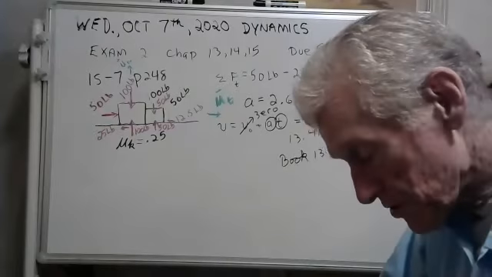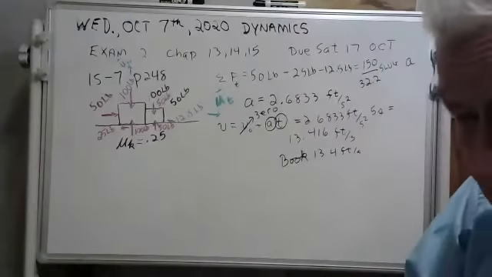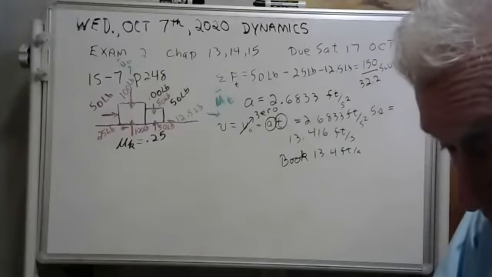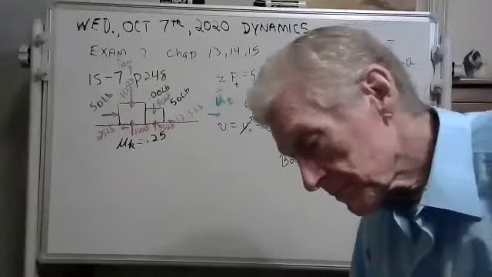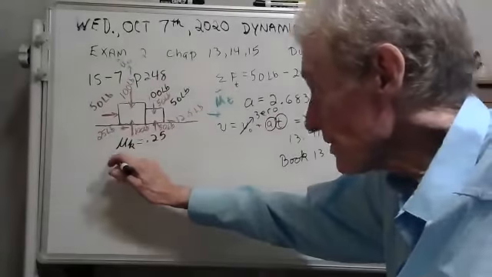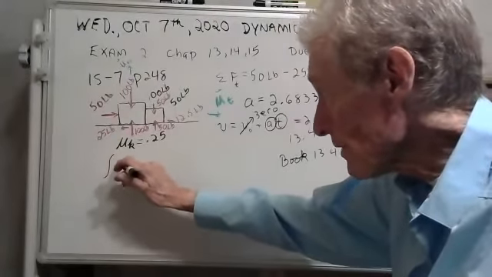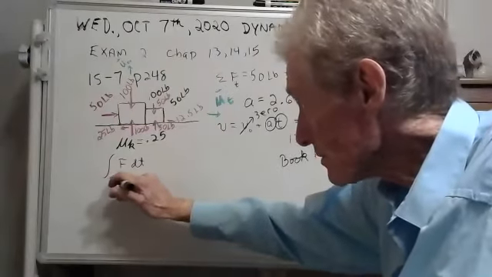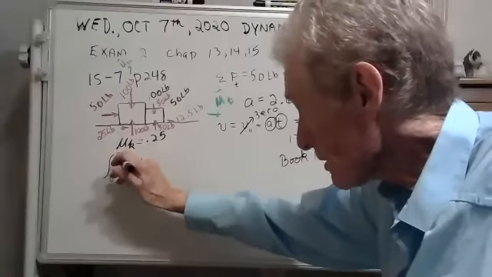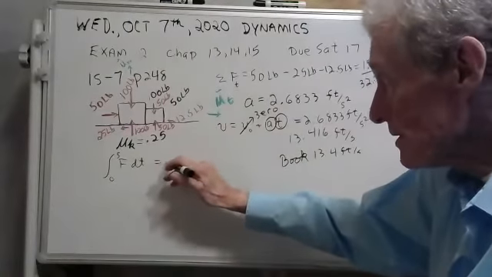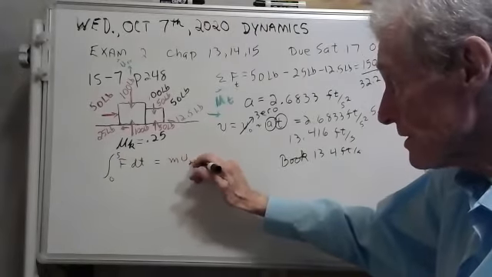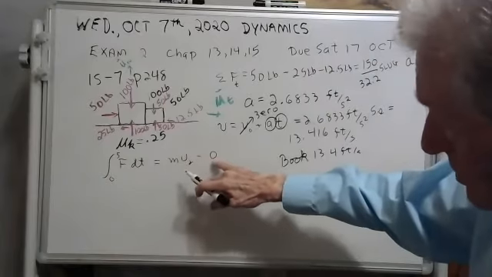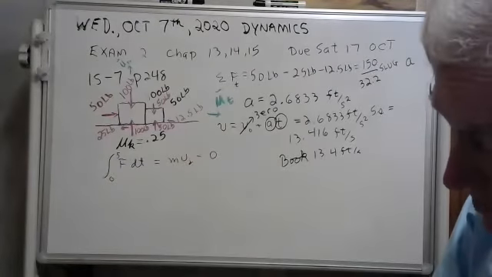See, this chapter here is on impulse momentum. Let's do this problem using that tool or that method. You get the same answer, but let's do it. Now this method here, you take the integral of F dt from, in this case, 0 to 5 because they said 5 seconds, is equal to the mass times the final velocity minus 0, because see, it starts from rest, so the mass times the initial velocity is 0.